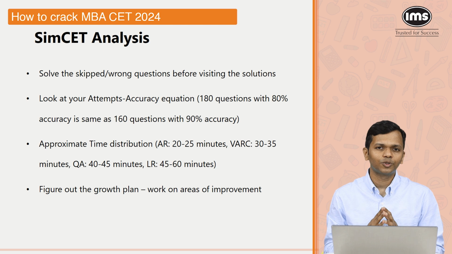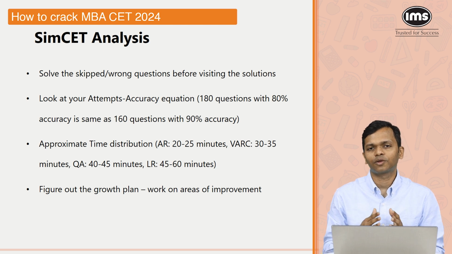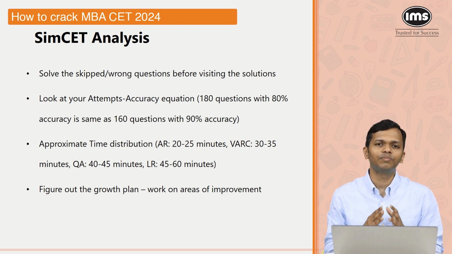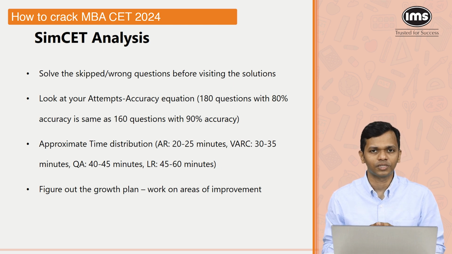The second thing that you should be looking at is your attempts and accuracy equation. For example, 180 questions solved with 80% accuracy is same as 160 questions with 90% accuracy. Figure out who you are. Are you somebody who is able to attempt more questions, compromising your accuracy? Or are you somebody who is a little bit conservative? You'll attempt fewer number of questions, but you will have high accuracy.